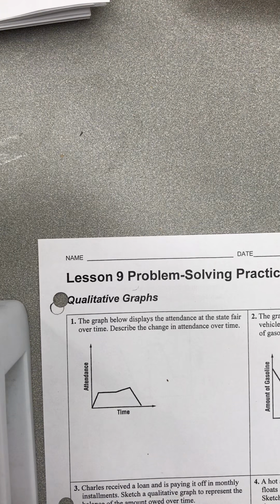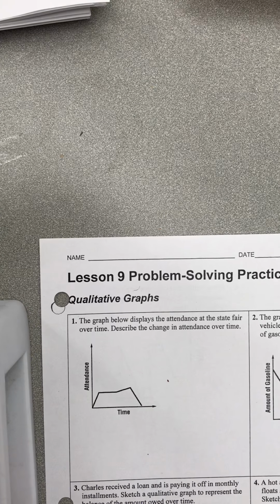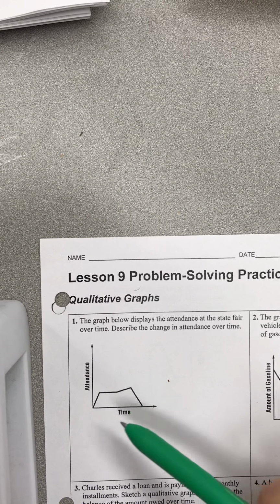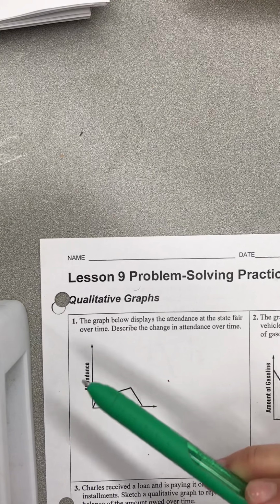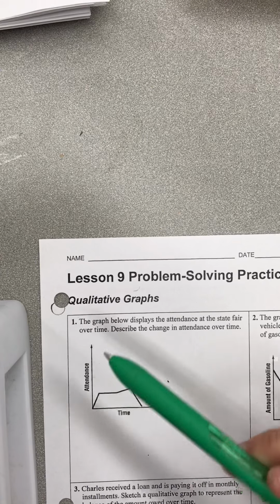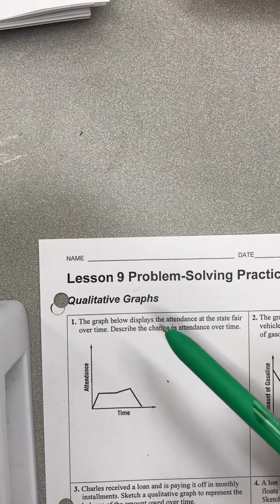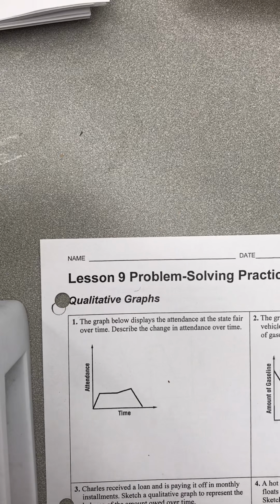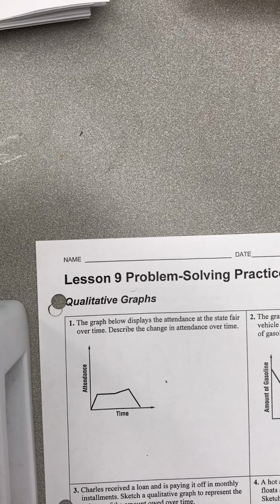In section 4.9, we talked about how to read and interpret graphs depending on what their independent and dependent variables are. If you look at example 1, you notice that your independent variable is time and your dependent variable is attendance. Now, question 1 reads, the graph below displays the attendance at the state fair over time. Describe the change in attendance over time.